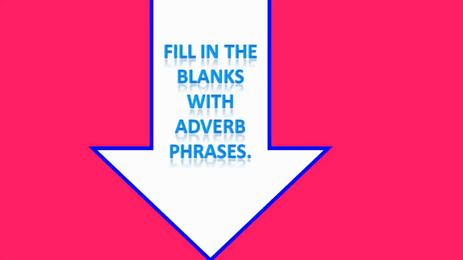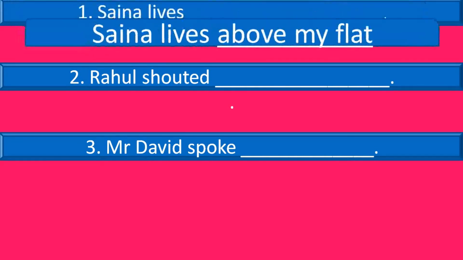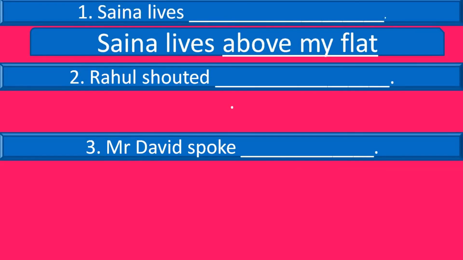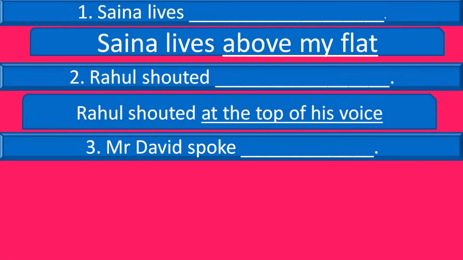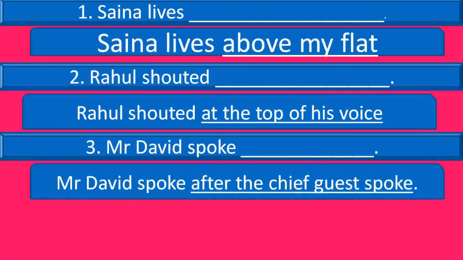Next question. Fill in the blanks with adverb phrase. Shaina lives Dex. Answer is Shaina lives above my flat. Rahul shouted Dex. Answer is Rahul shouted at the top of his voice. Mr. David spoke Dex. Answer is Mr. David spoke after the chief guest spoke.